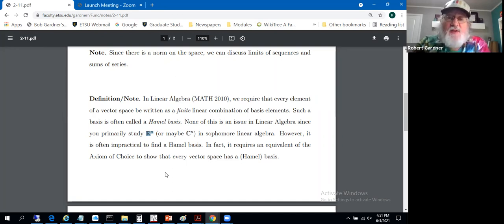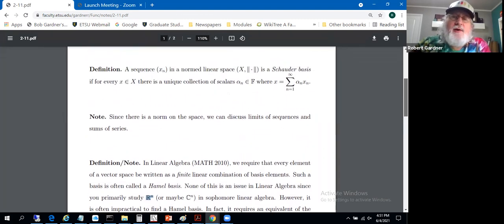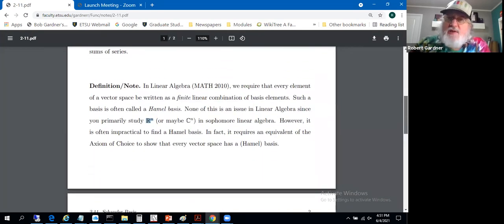You get into infinite dimensions and things become more complicated. And I recommend you settle yourself for a Schauder basis in these infinite dimensional spaces. Do Hamel bases even exist in infinite dimensions? Does every vector space have a basis? Because the definition of vector space doesn't say anything about a basis of that vector space. You never had a problem in linear algebra. In linear algebra, you were always in Rn or possibly Cn.